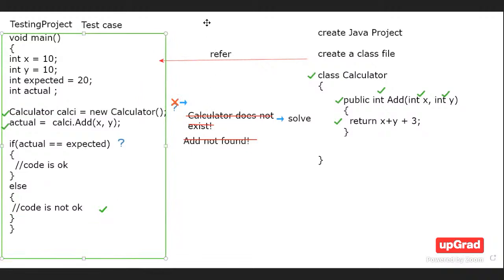Ultimately, what happens many times, let's say in test driven development, is that the test case is written first, which obviously is supposed to fail first. And then you keep on satisfying each and every aspect of it. So you keep on satisfying, okay, calculator calc equal to new calculator doesn't work.